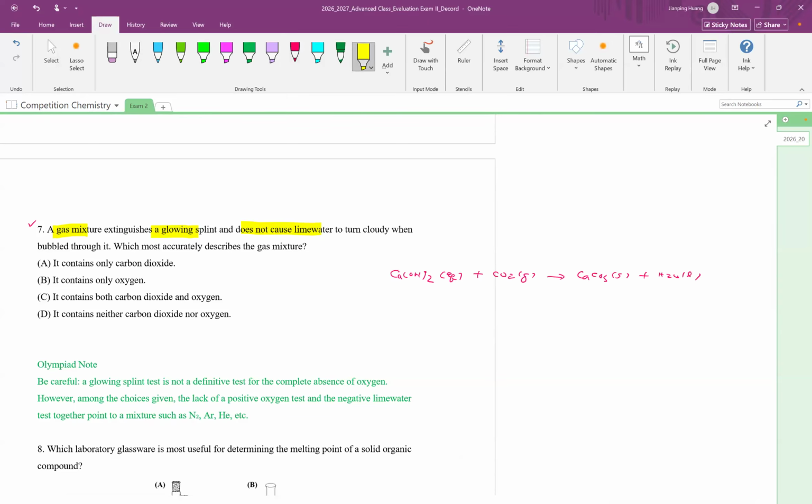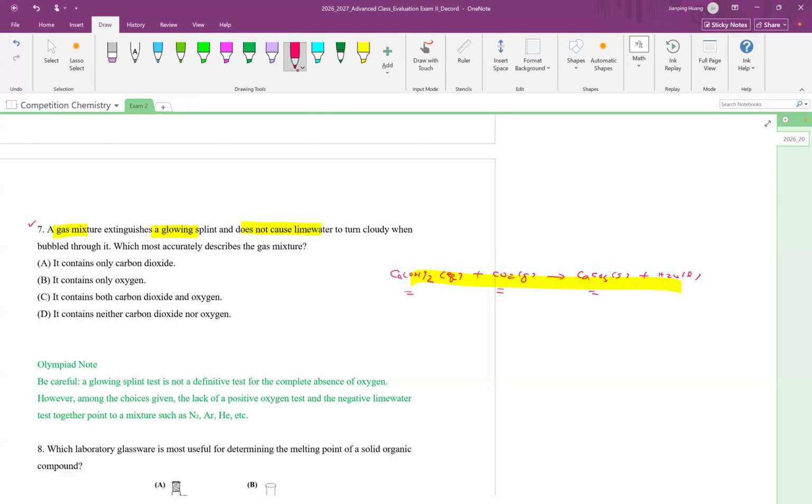You know this reaction is important, right? And that reaction has two purposes. Purpose number one, you can test carbon dioxide, or you can test limewater, both. So if you have carbon dioxide, you bubble it into the solution, you get a cloudy milky solution. That's very likely the calcium hydroxide.